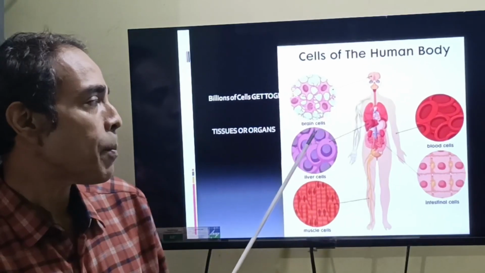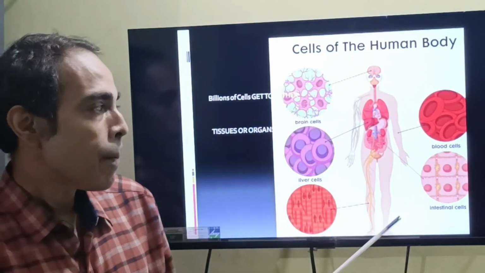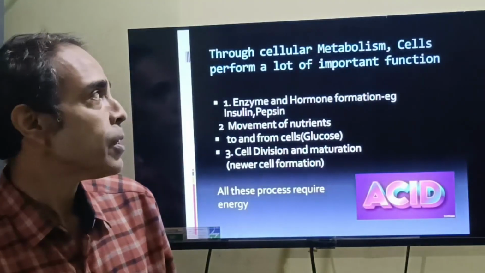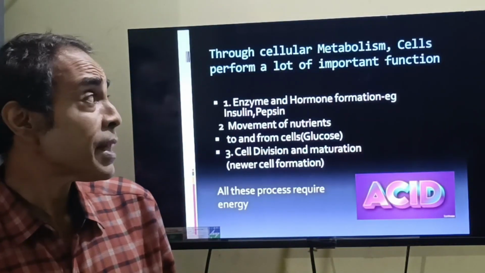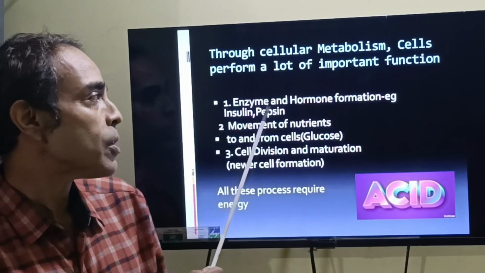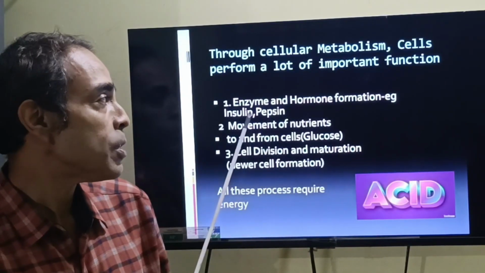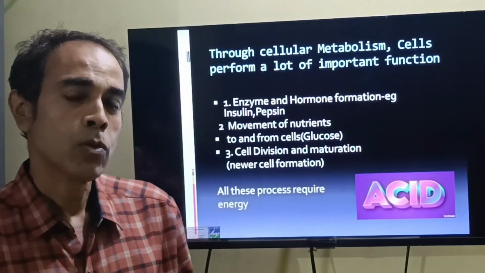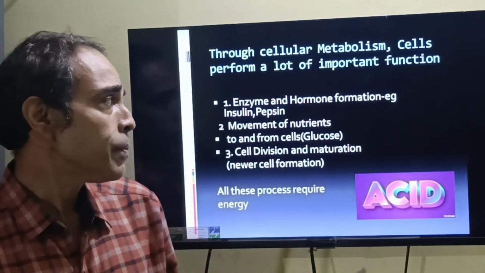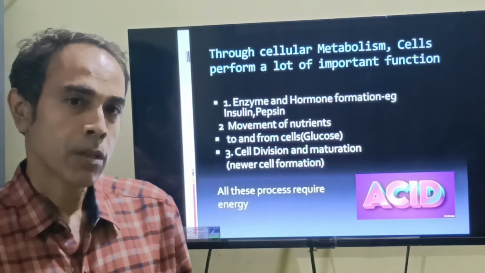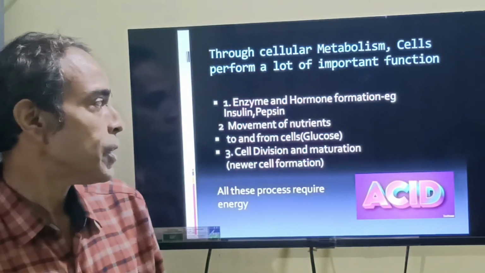These cells, brain cells, liver cells, blood cells, when they get together, form tissues and organs. Through cellular metabolism, the cells perform very important functions in the body. For example, they help in the formation of enzymes and hormones. Insulin is a hormone, so when you take a meal, insulin helps to regulate the blood glucose level. Also when you take food, pepsin is secreted by the stomach and helps in digestion of the food.